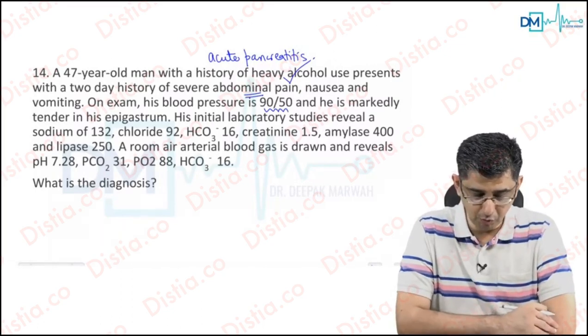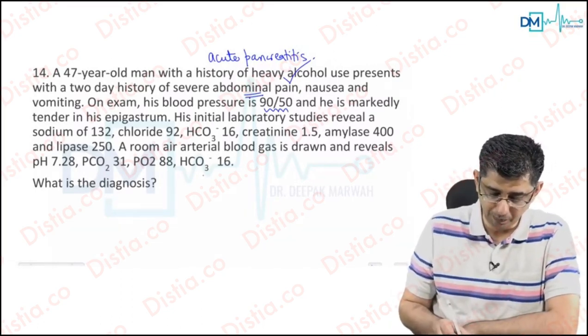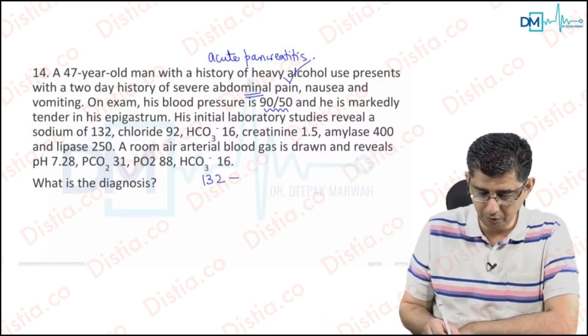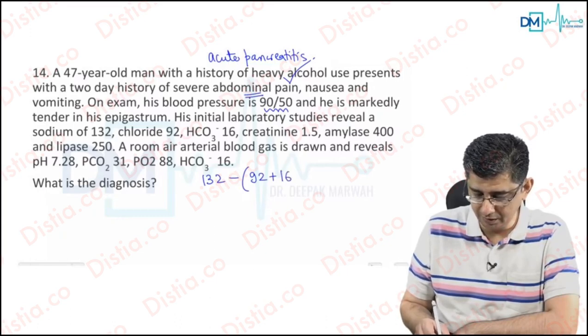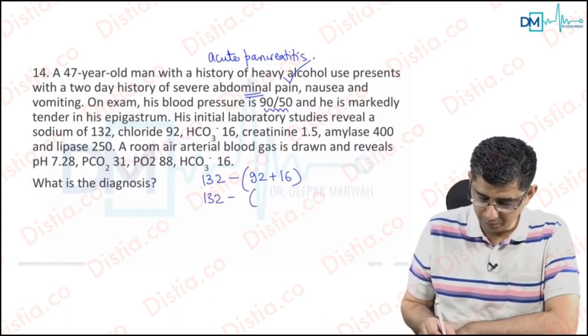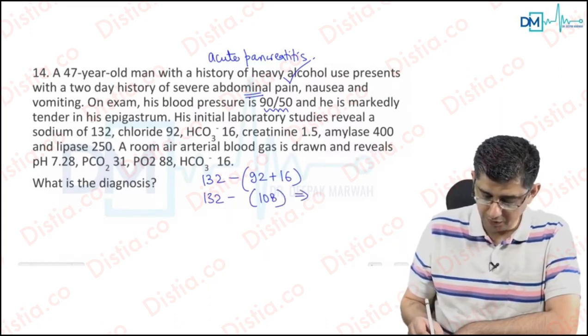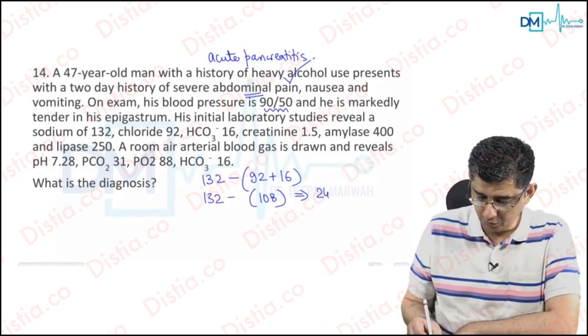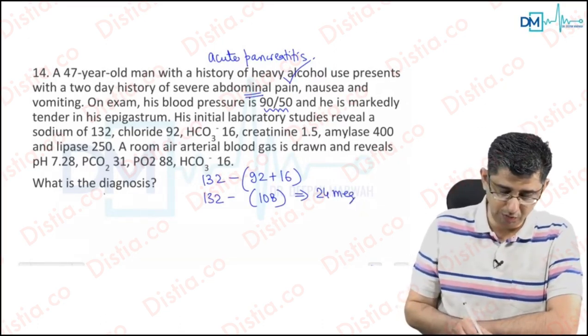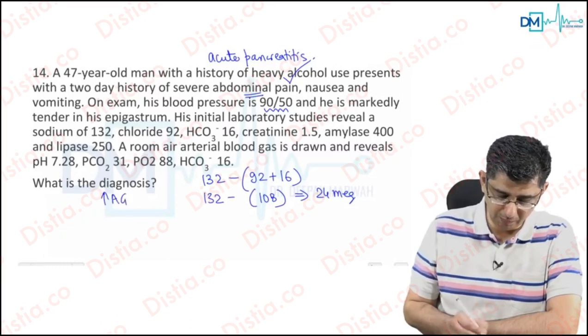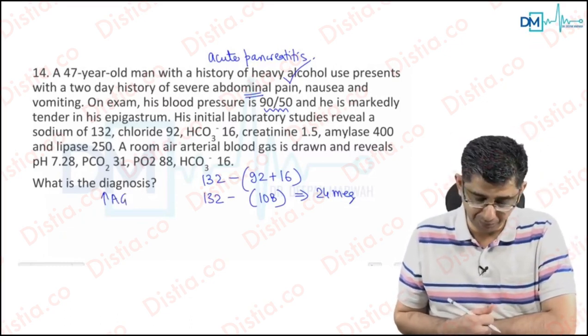The laboratory studies show a sodium of 132, a chloride of 92 and a bicarbonate of 16. Whenever you read information like that, you should quickly evaluate the anion gap of the patient. This would be approximately 24 milliequivalents, and the normal is about 10 milliequivalents. So this guy has an increased anion gap, much more than the normal value of 10.